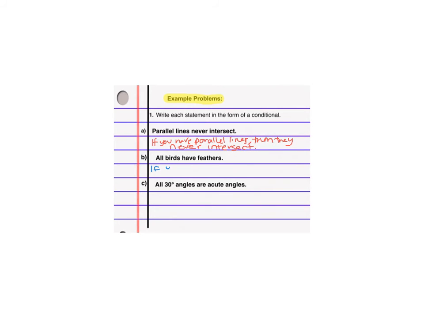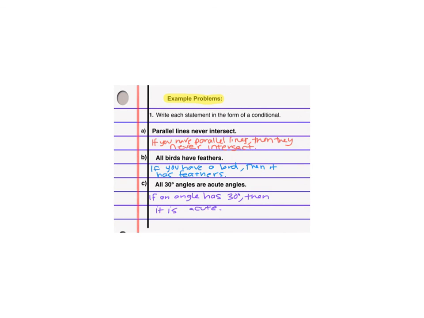If you have a bird, I'm going to make this singular, then it has feathers, which I learned from Mr. Dowd is true. Okay, last one. If an angle has 30 degrees, then it is acute. Again, this doesn't mean that your answers have to be exactly identical to mine. This is just one way to change it into an if-then statement.